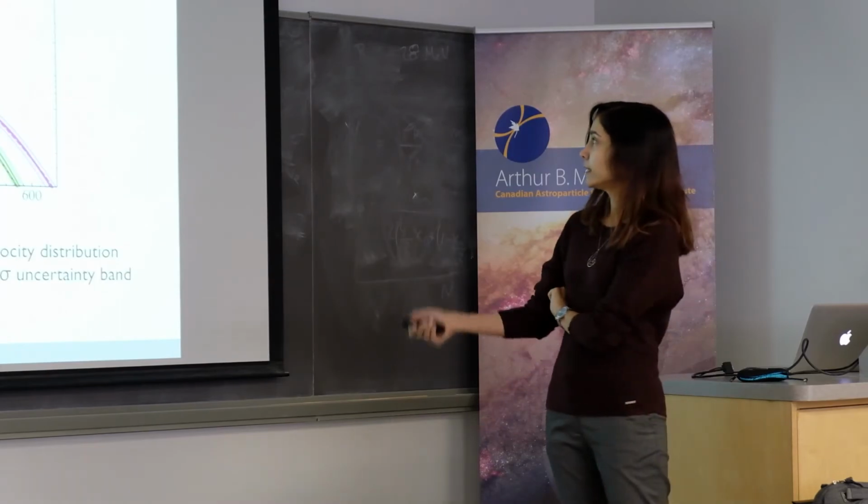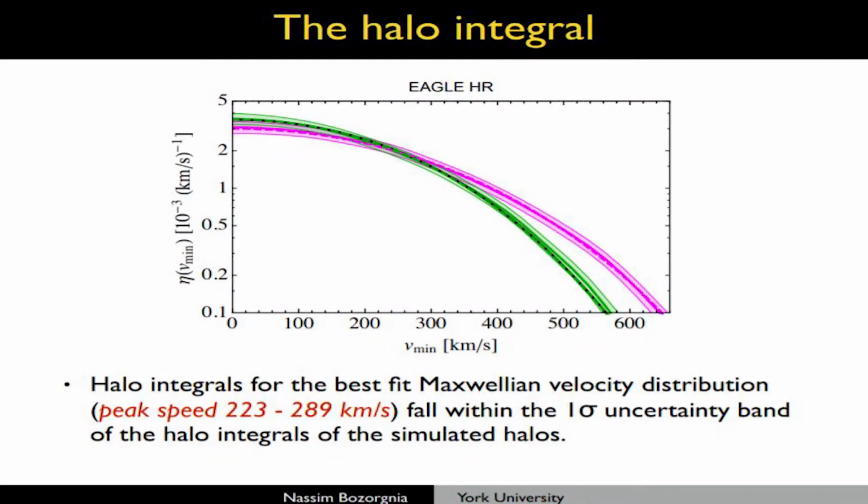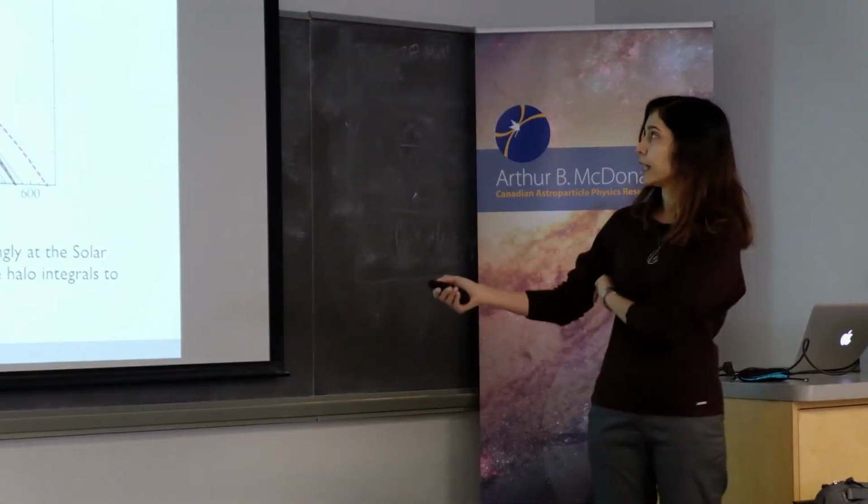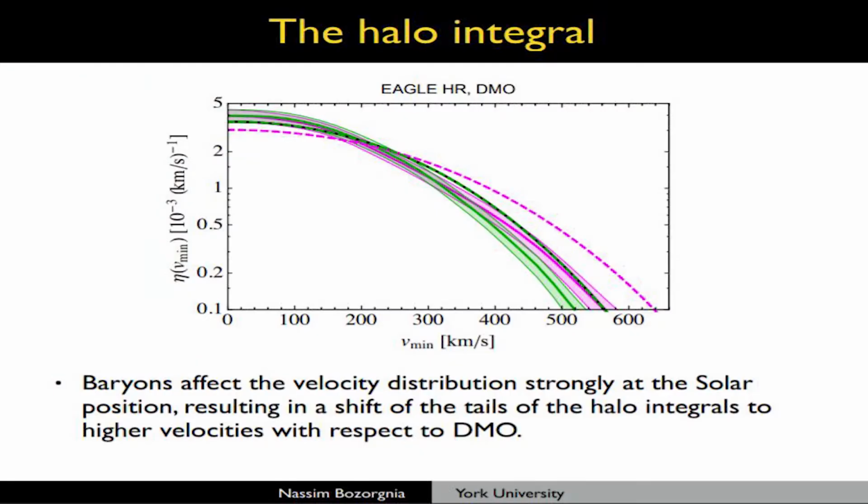So it seems for direct detection, even though there were some changes, some of these halos had velocity distributions which were a little bit different at some velocities compared to their best fit Maxwellian. But when you go to halo integrals and look at all of the 14 halos, all of them show this result. Whereas if you look at their dark matter only counterparts, there are large differences between the best fit Maxwellian halo integrals and the ones you find from simulations at large speeds.